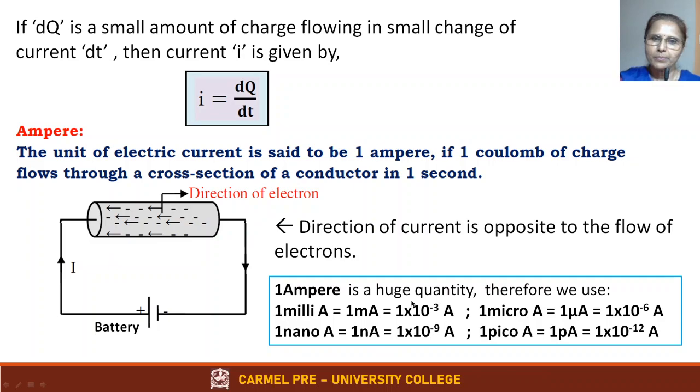Like I told you, 1 ampere is a huge quantity. We use 1 milliamp. That is, small m we use for milli, which is equal to 10 to the power of minus 3, or 1 micro here is 10 to the power of minus 6. Micro is represented like this. Or 1 nano means 10 to the power of minus 9 and it is represented as small n. And 1 pico means 10 to the power of minus 12 or small p. Normally these two, milli and microamps, are used; nano and pico are just given for your information. For all problems we'll use milli and micro.